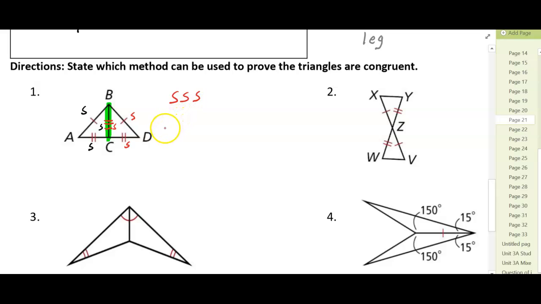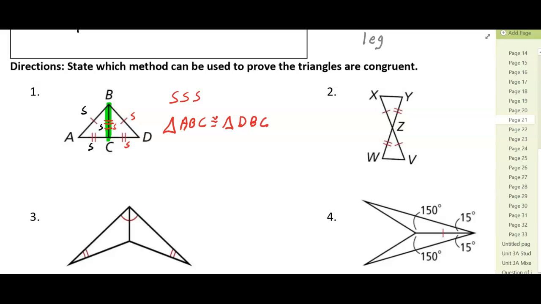And I'm even going to put the letters in the correct order. So I'm going to say triangle ABC is congruent to triangle. Now the letters need to be in the correct order. So ABC would be congruent to triangle DBC.